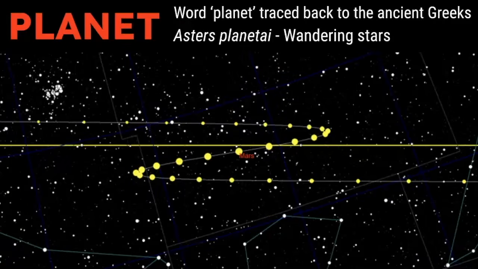Before we take a look at the different types of planets that we can see in the night sky, let's first identify what a planet is and where the origin of its name came from. The word planet is traced back to the ancient Greeks, and its name meant wandering star. This is because its motion in the sky was very peculiar, and this is what you can see in this photo here.